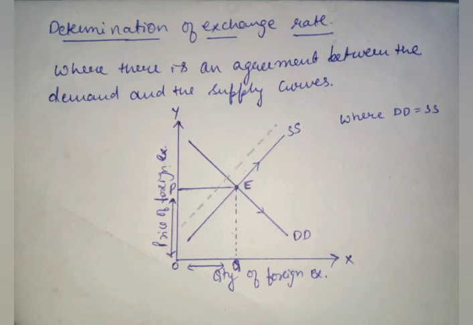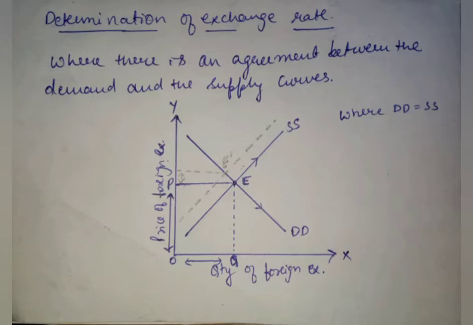Suppose there is a reduction in the supply of foreign exchange. This will lead to a leftward shift in the supply curve, shown by a dotted line, SS dash. This will result in a new equilibrium E dash, raising the price of foreign exchange.